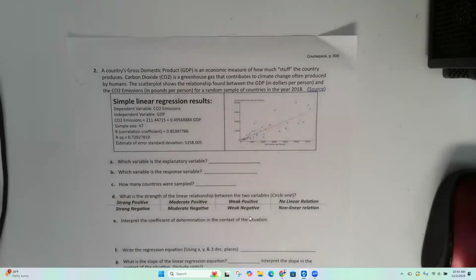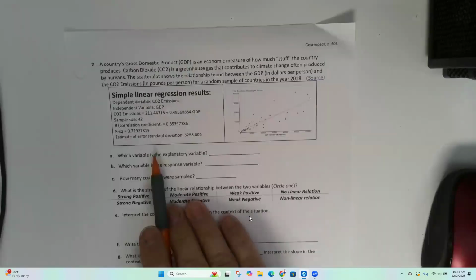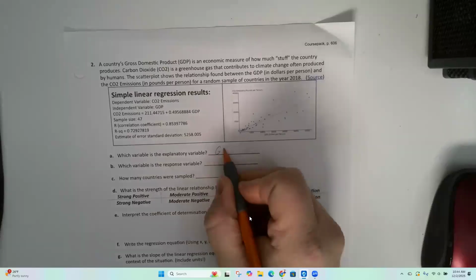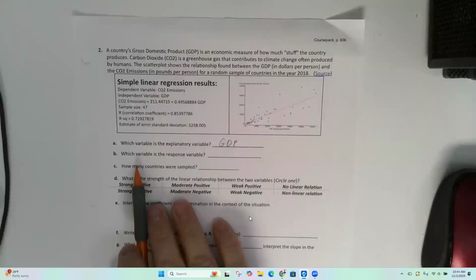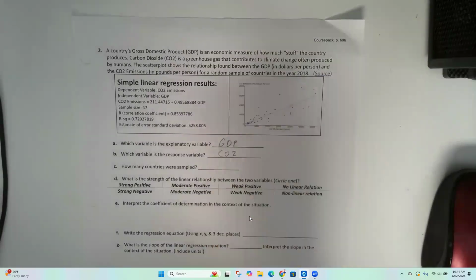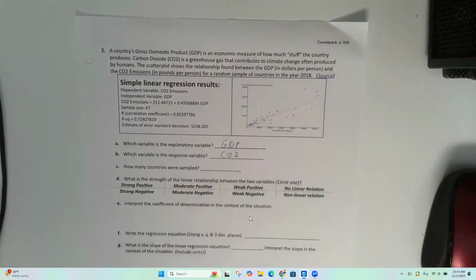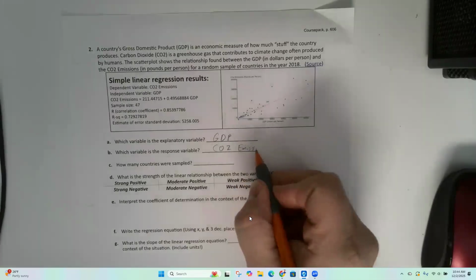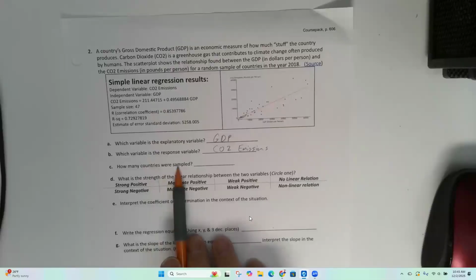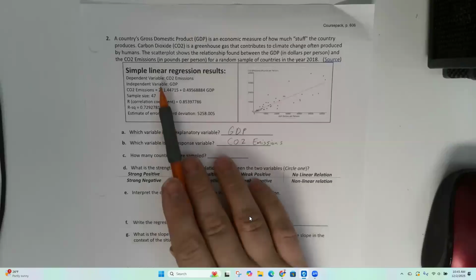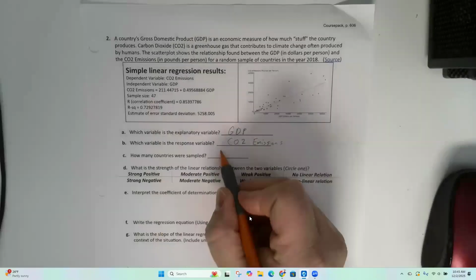Okay, so we did a linear regression on here. Which variable is the explanatory variable? That's the x-axis, so that's GDP. Which variable is the response variable? That's your y values, CO2. That's your dependent variable, CO2 emissions. How many countries were sampled? They've done the StatCrunch for us, so the sample size here was 47.